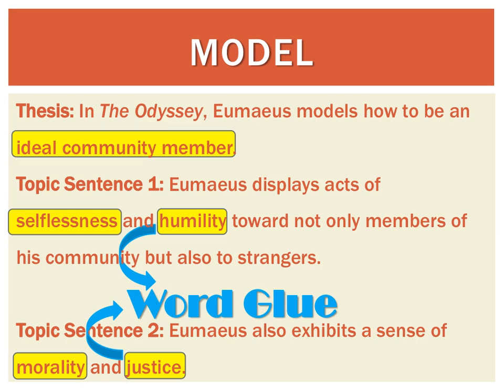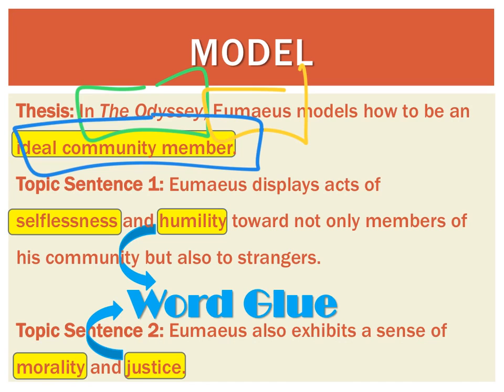So let's take a quick look at a model here. Here's a thesis statement for the Odyssey. In the Odyssey, Eumaeus models how to be an ideal community member. So a good thesis statement, because we see our subject, we see our topic, and then we also see an associative idea, ideal community member.